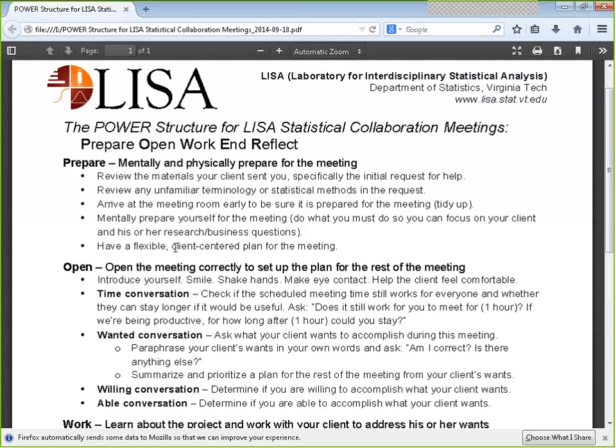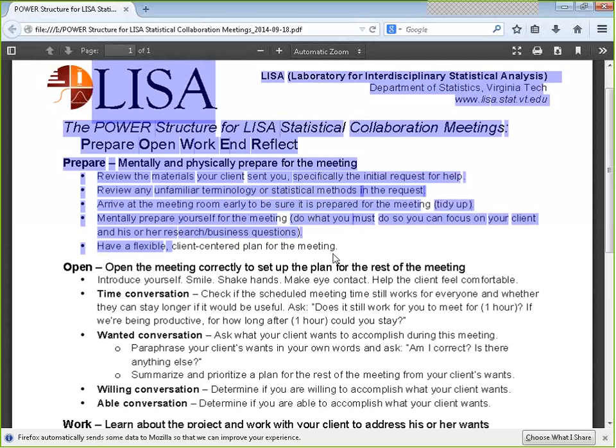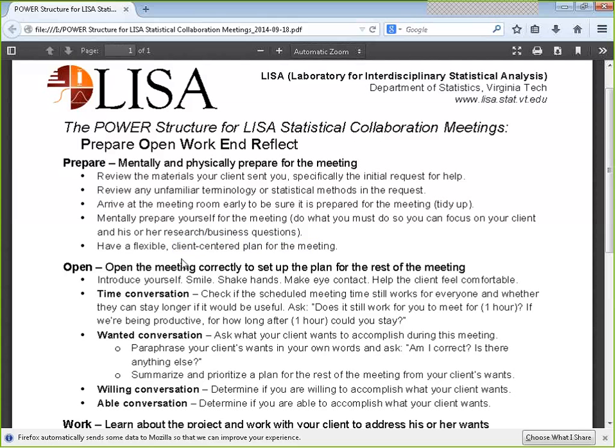And it's also good to have a plan for the meeting. So you can actually bring this handout to a meeting, and there's your plan, where you're going to start off with prepare, then the client comes in, and you open the meeting. So this is the O for the power structure. So introduce yourself, smile, greet the client, shake hands, make eye contact, help the client feel comfortable.